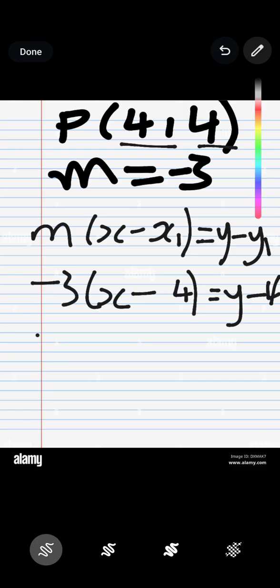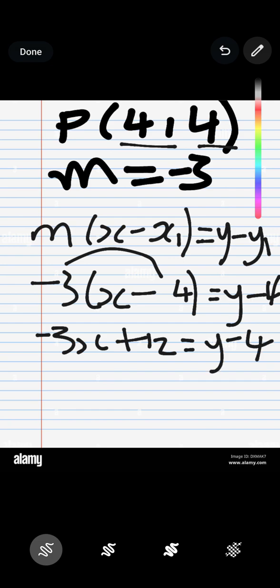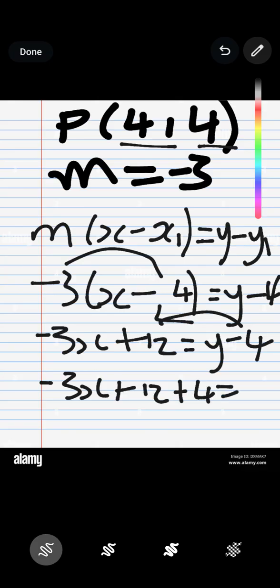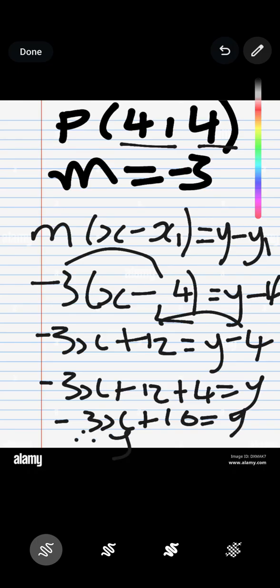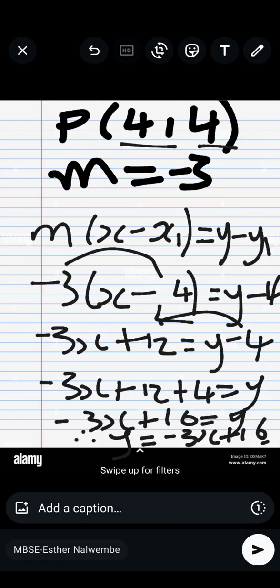So -3 times x is -3x, and -3 times -4 is +12, so y minus 4 equals -3x plus 12. Now the job is to make y the subject. So -4, we can bring it here so that it becomes -3x plus 12 plus 4 equals y. So -3x plus 16 equals y. Therefore, our equation is y equals -3x plus 16. This is the equation of the perpendicular line. We are done.